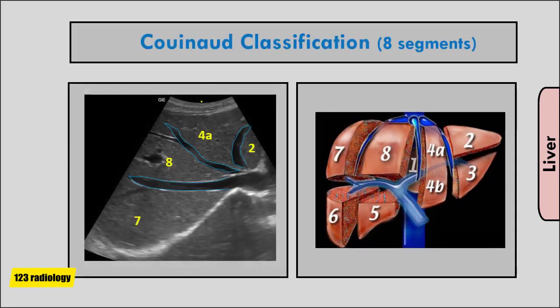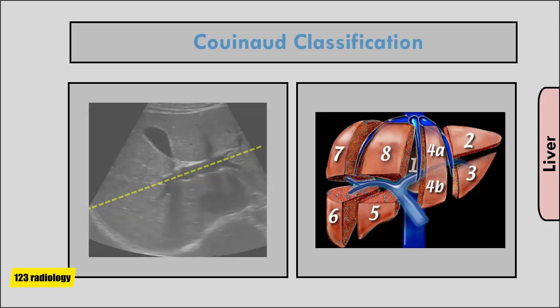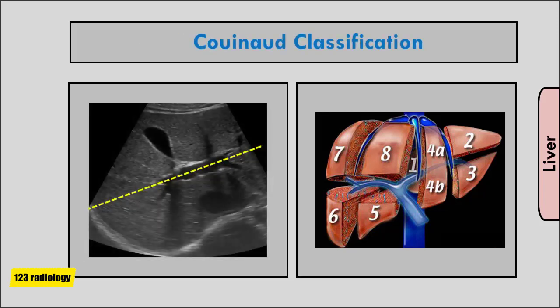The right, middle, and left hepatic veins divide the liver longitudinally into 4 sections. Each of these sections is further divided transversely by an imaginary plane through the right main and left main portal branches. Segment 1 is the caudate lobe. Segments 2 and 3 are the left superior and inferior lateral segments, respectively. Segment 4, which is further divided into 4A and 4B, is the medial segment of the left lobe.